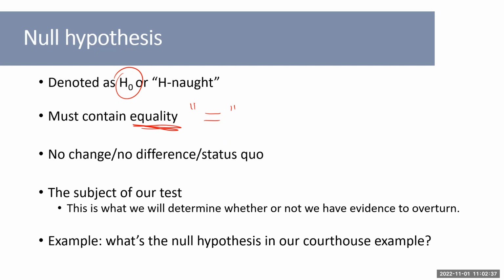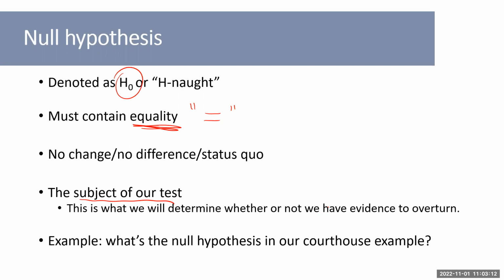And the null hypothesis means that there was no change, there's no difference, status quo. Everything is the way it's supposed to be. There's nothing weird going on. There's nothing sketchy going on. It's just, our assumption is what it is. The null hypothesis is the subject of our test. So this is what we are going to decide whether we are going to reject if we have evidence to overturn it, or if we're going to fail to reject if we do not have evidence, okay? So it is what we are looking to overturn or not have evidence to overturn.